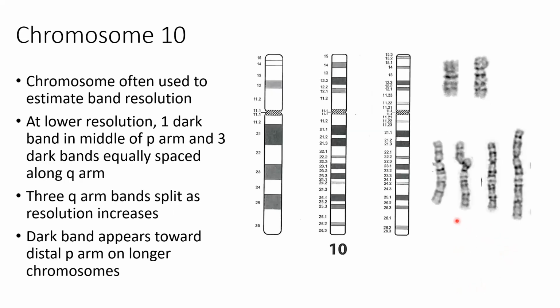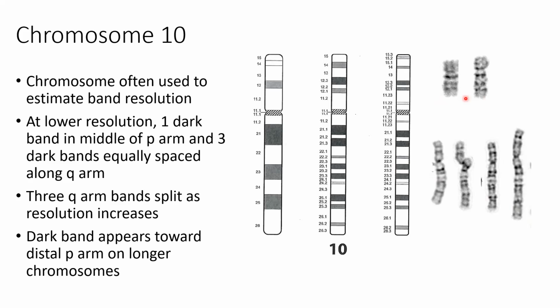All right, chromosome 10. The P arm doesn't stand out a whole lot. There's a dark band right in the middle, but the Q arm really does. There are 3 major dark band regions, all fairly equally spaced along the Q arm. And of course, they split as the resolution increases.